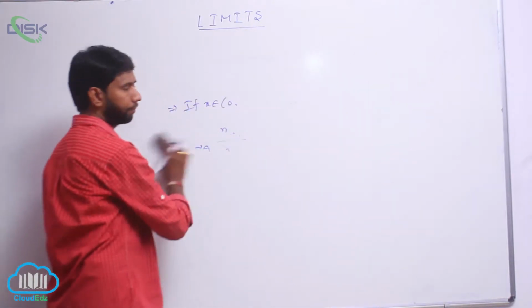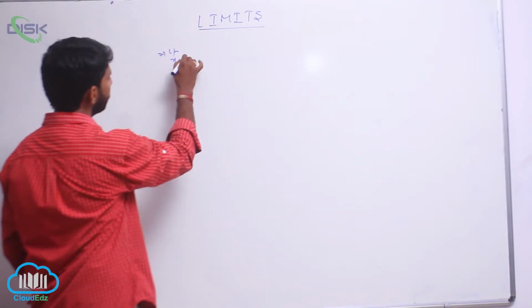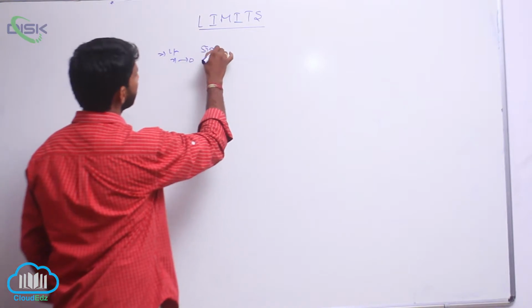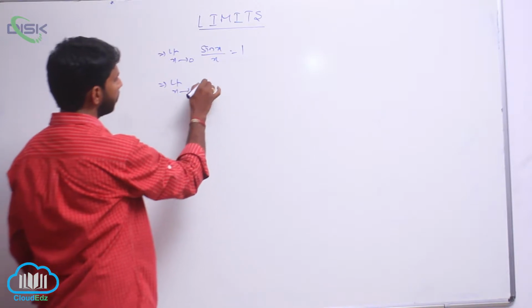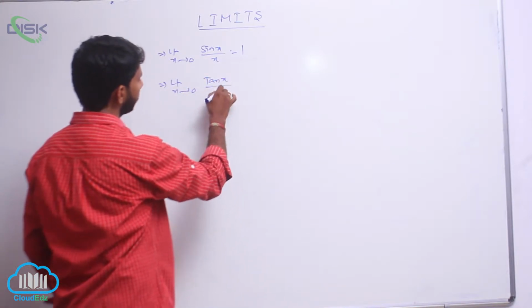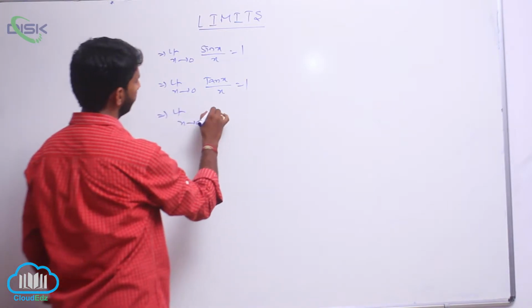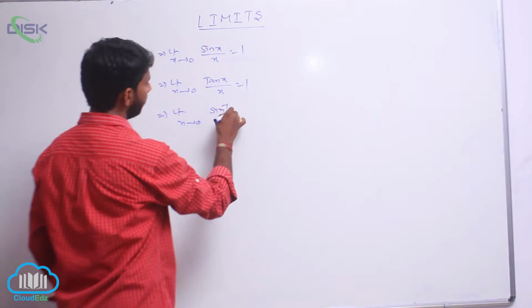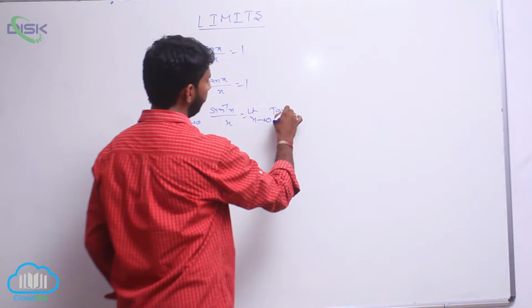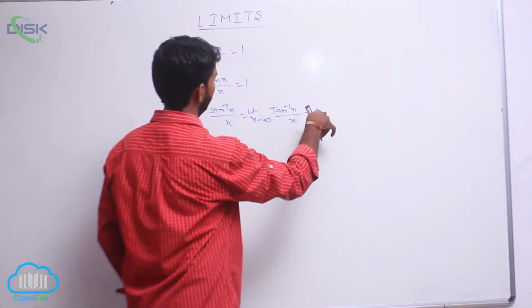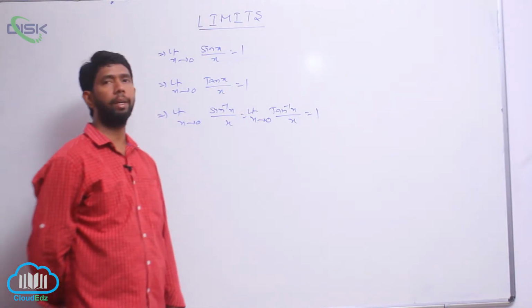Continue. And next one, limit as x tends to 0, sin x by x equals 1. Limit as x tends to 0, tan x by x equals 1. Limit as x tends to 0, sin inverse x by x equals 1, and limit as x tends to 0, tan inverse x by x equals 1.